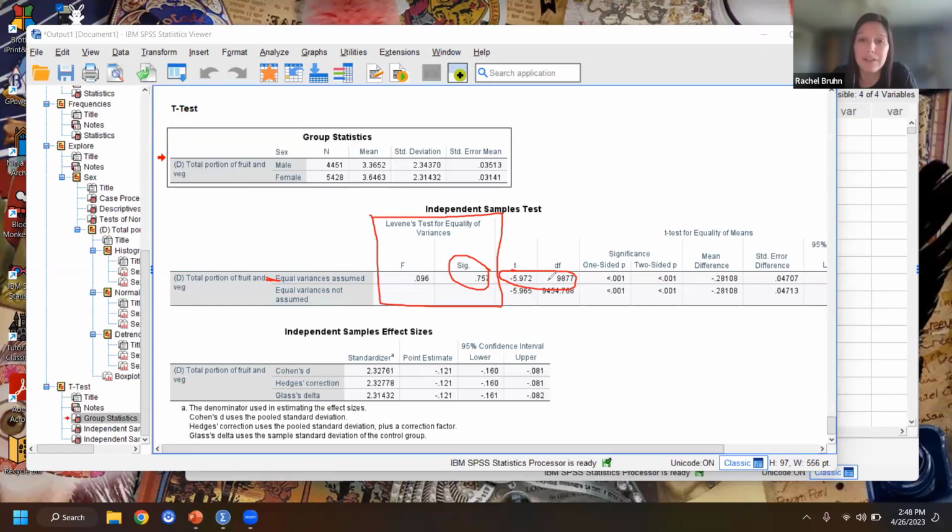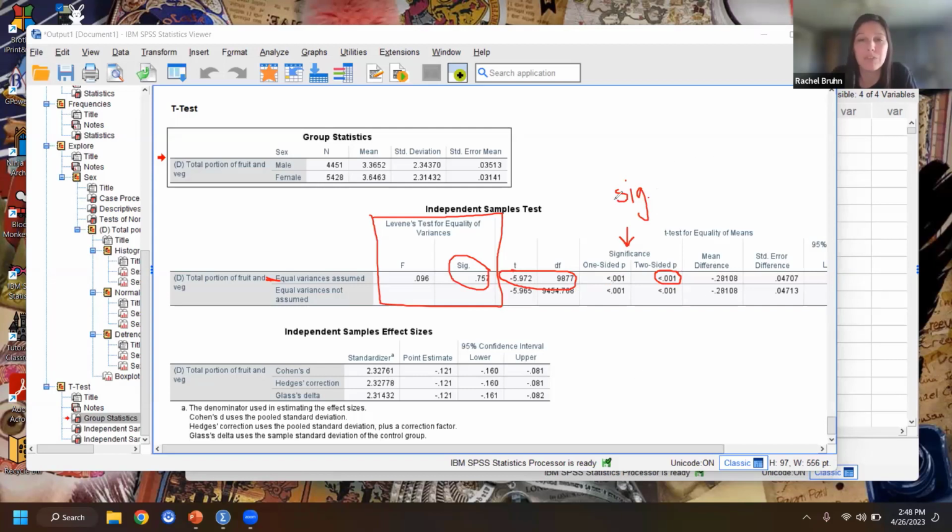So what we care about is what I circled here. So the T and degrees of freedom. For our significance, again, your SPSS might not show both of these values. It might just give sig and then a value below it. If that's the case, it's giving you the two-sided P.